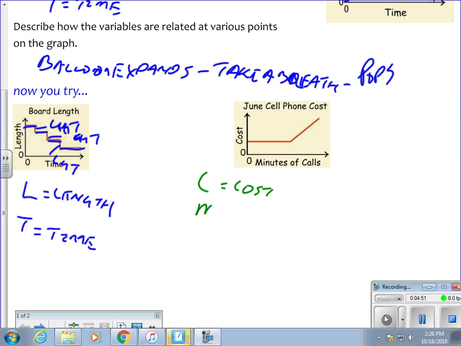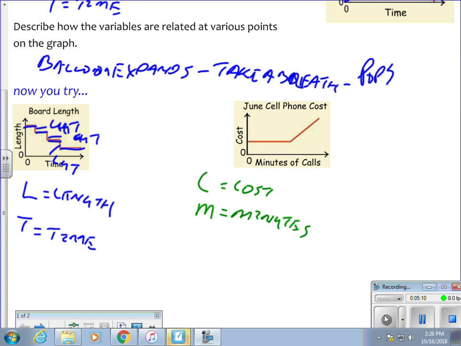And then I would use M for minutes, because that's what's given to me. Usually I use T for time, no matter what. Whenever it's time, you just use time. But they give me minutes, so I'm going to use M for minutes. It doesn't really matter. Okay.